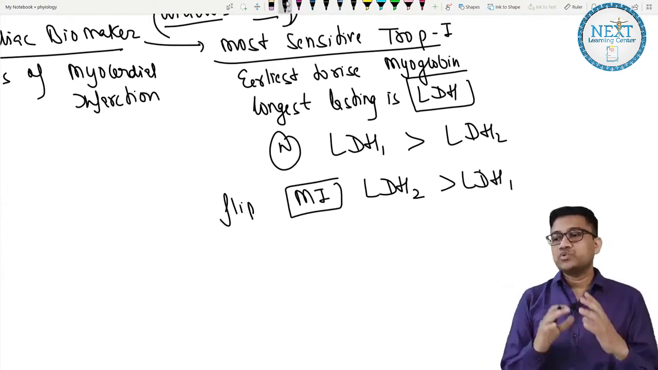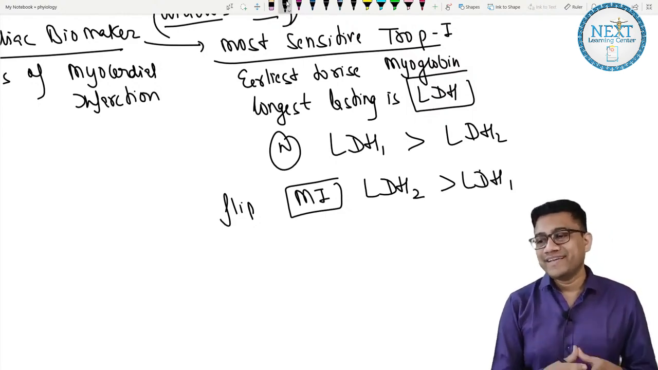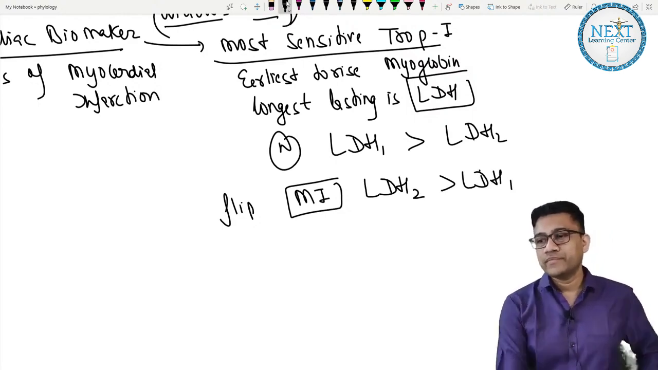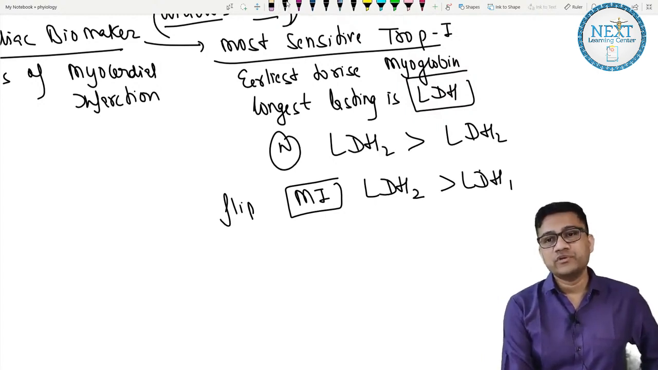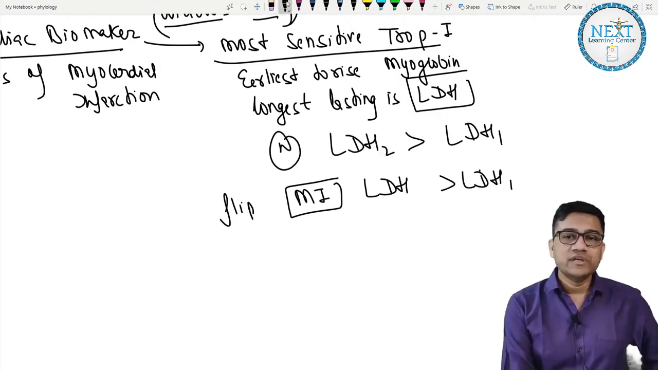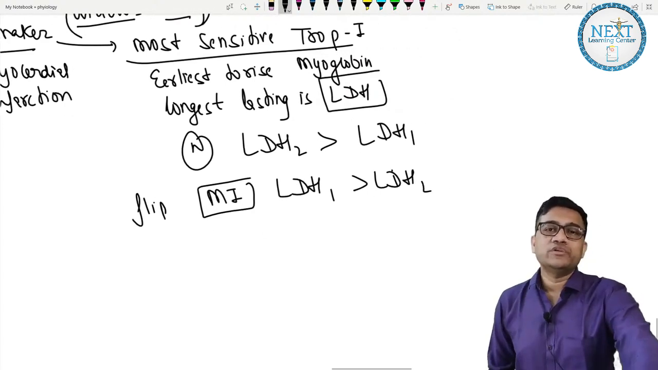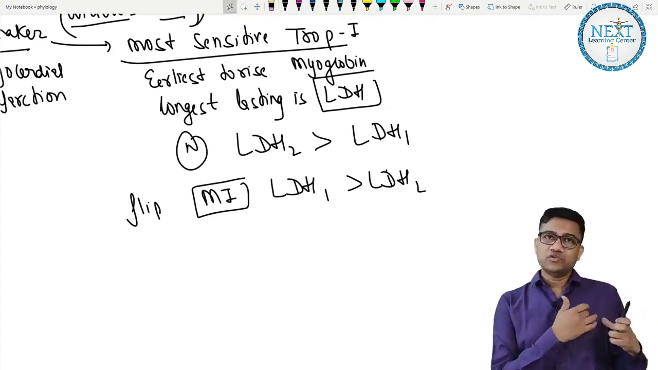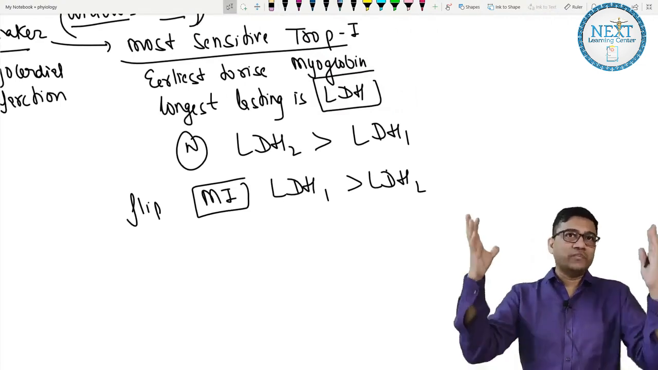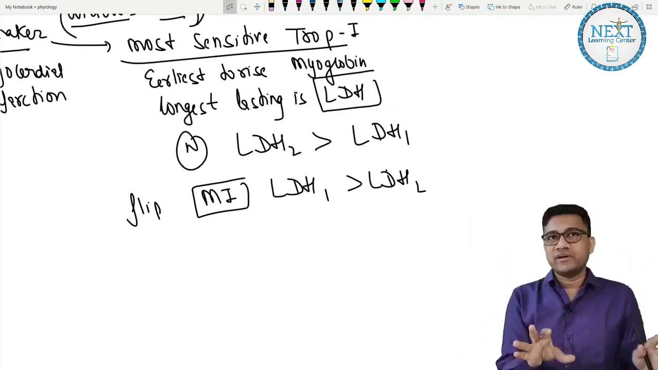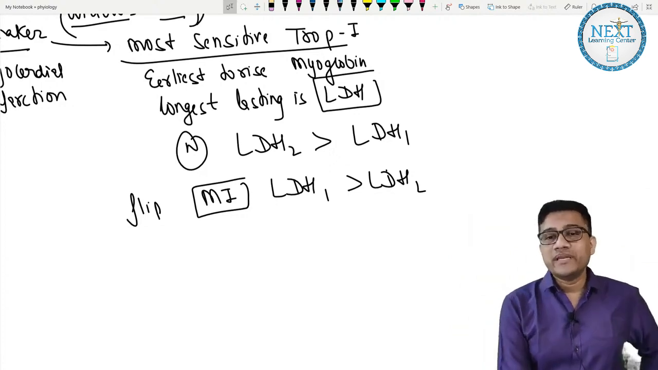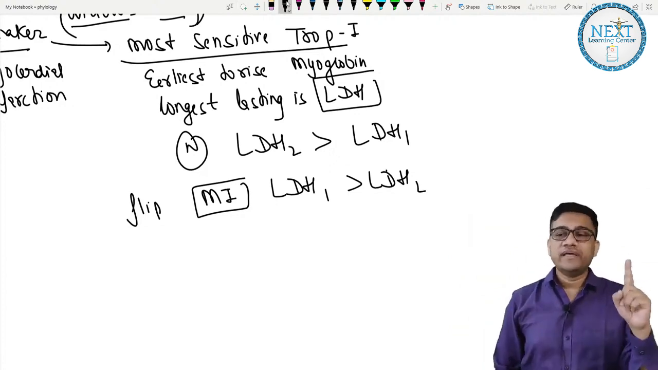Are you clear? So 2 is now what? Less. Okay, clear? Okay, no, I just made a mistake. Normally 2 is more than 1, and now in MI there is 1 more than 2. So a flip occurs. Normally 2 is more than 1. The heart is 1, and there are 2 hands. So skeletal muscle is the one giving LDH2. So in case there is MI, 1 is more.